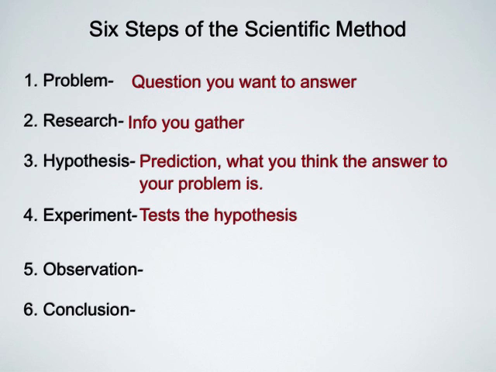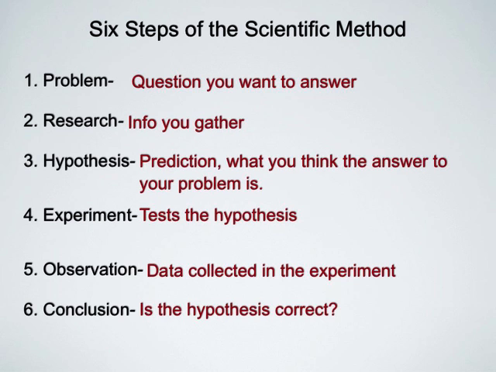After the experiment is set up, you are recording some data, gathering some information. That's the observation step. Observations are the data that you gather. And finally, when you have these observations, you can come up with a conclusion. And in scientific method, the conclusion is, was your hypothesis correct or was it incorrect? You decide, based on the data, if you were right or wrong in your prediction.